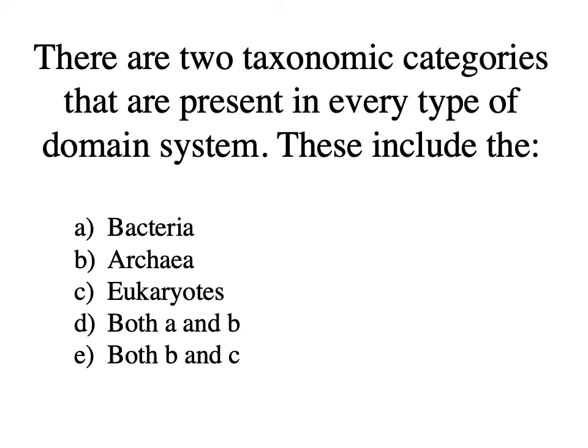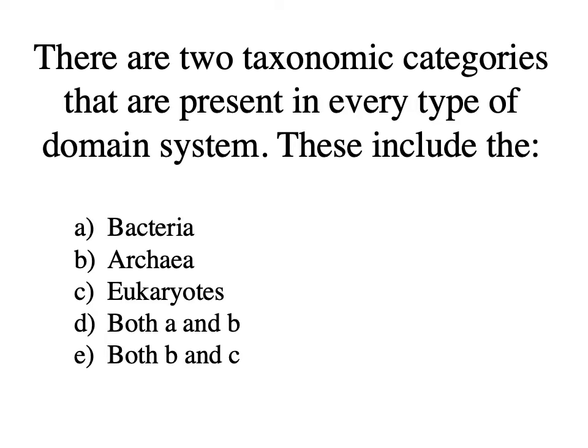There are two taxonomic categories that are present in every type of domain system. That's the 3-domain, the 2-domain, and the 4-domain. These include A. Bacteria, B. Archaea, C. Eukaryotes, D. Both A and B, or E. Both B and C. The answer is D. Both bacteria and archaea, A and B, are in every domain system.